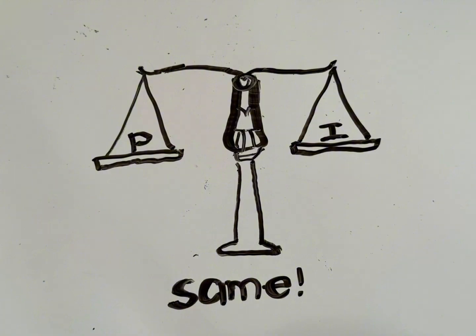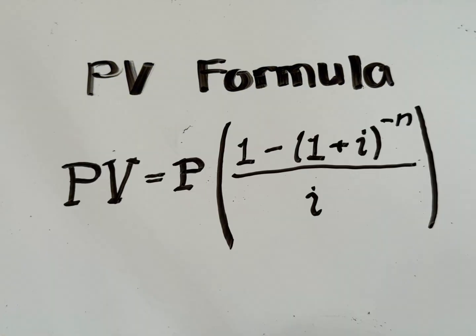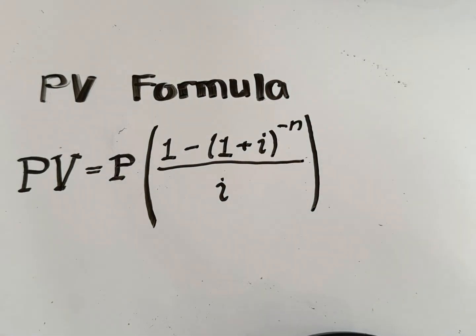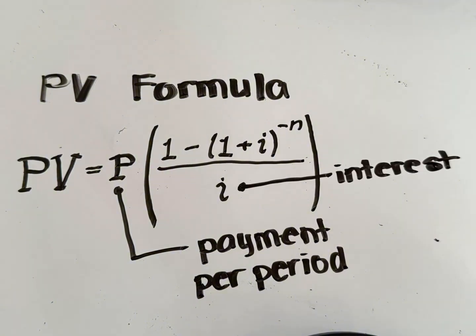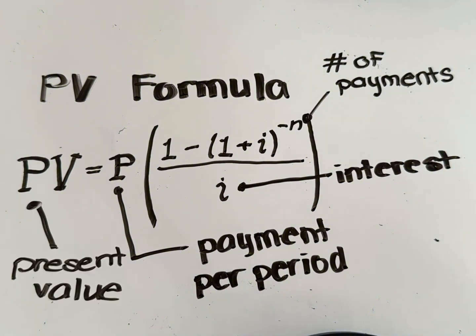Next, the present value formula. Well, here's the formula. Now, let's identify the parts of this formula. P stands for payment per period, I stands for interest, N for the number of payments made, and PV as the present value.